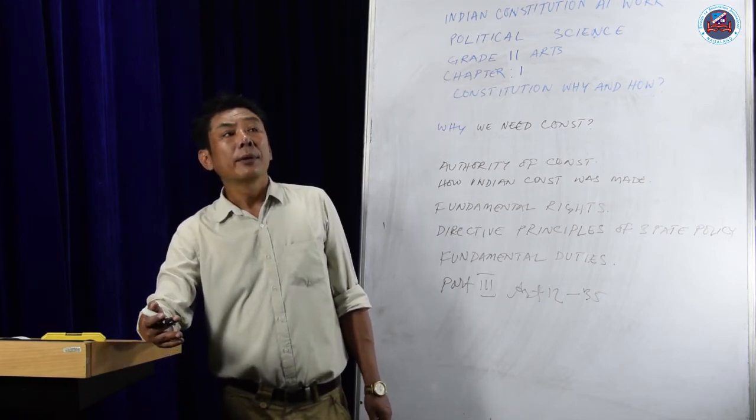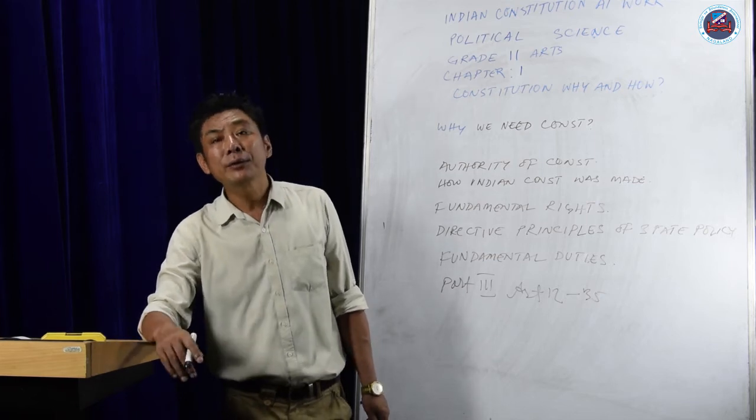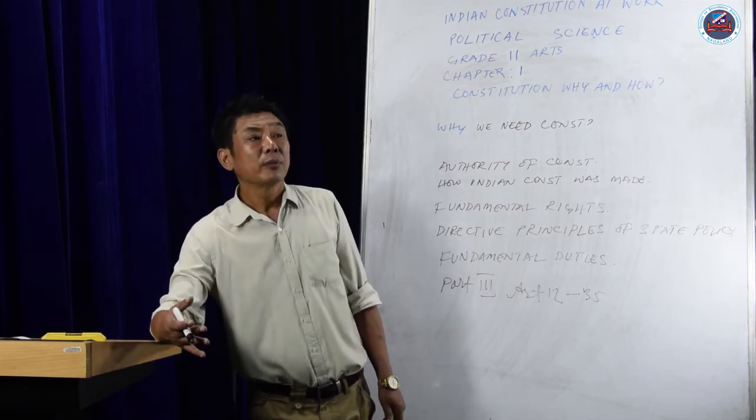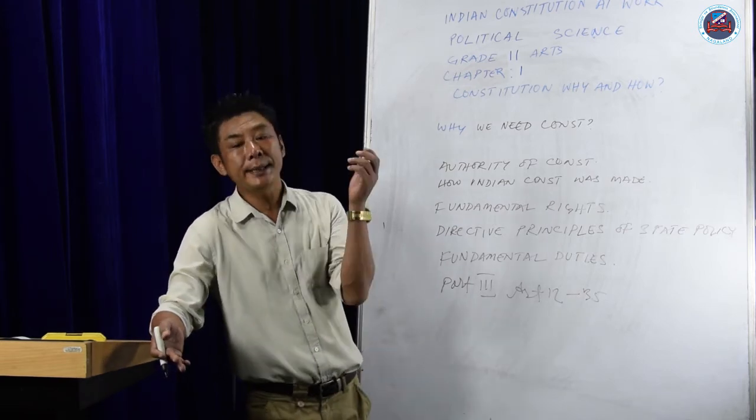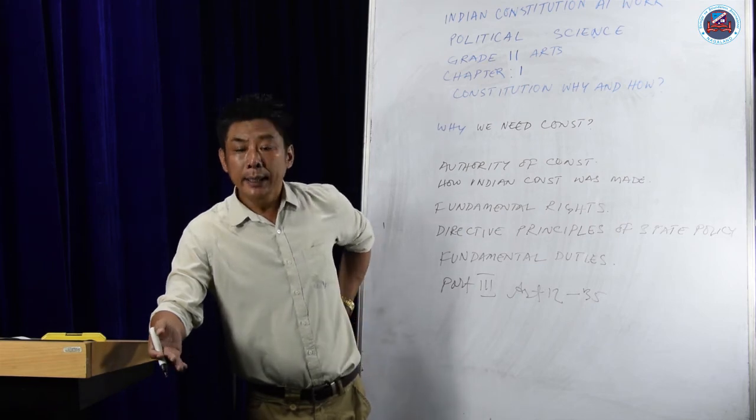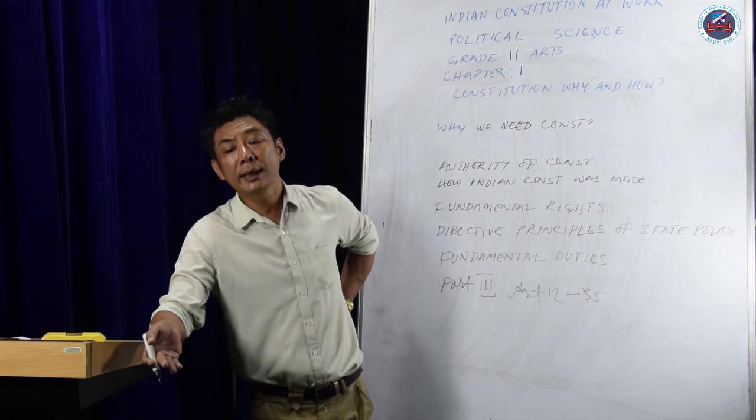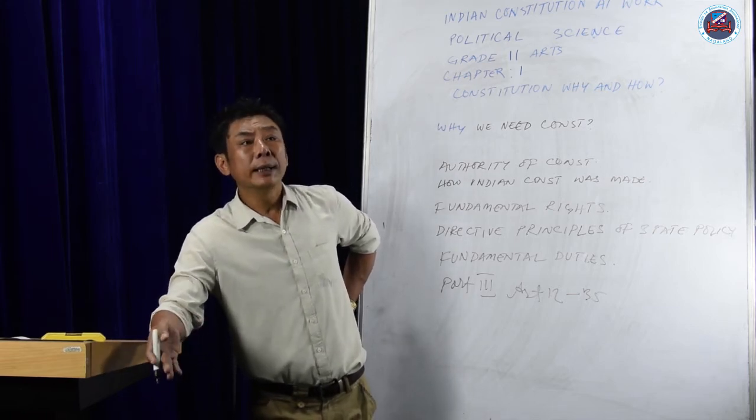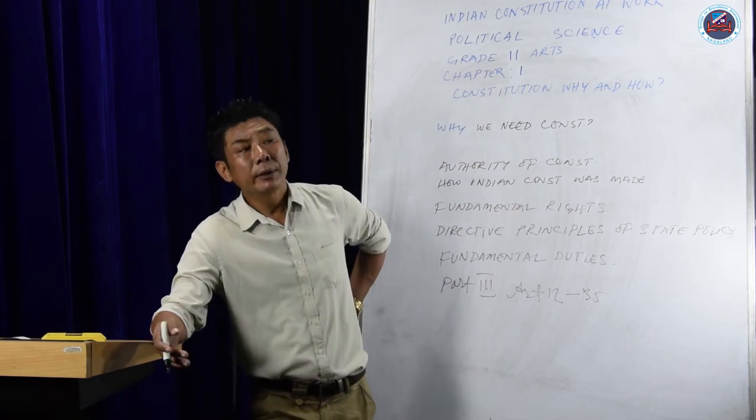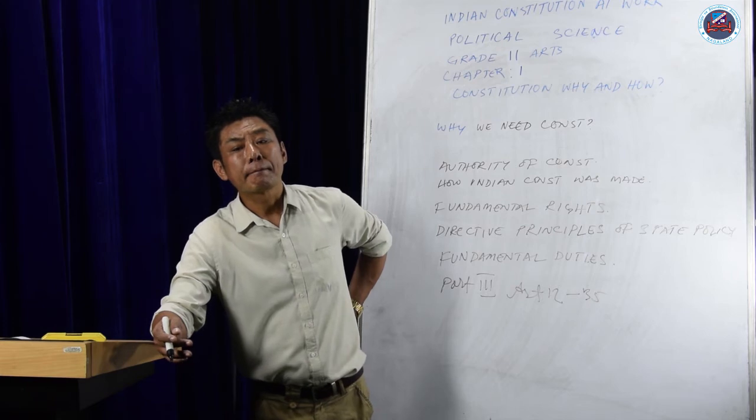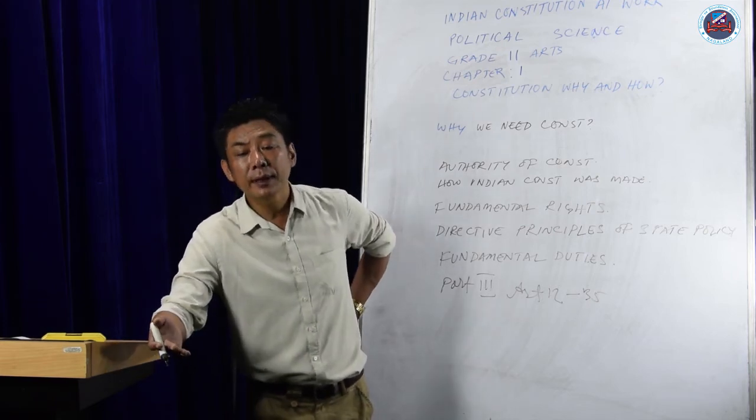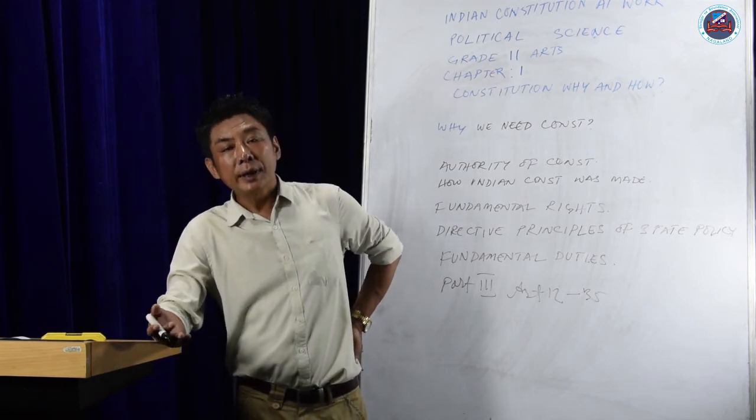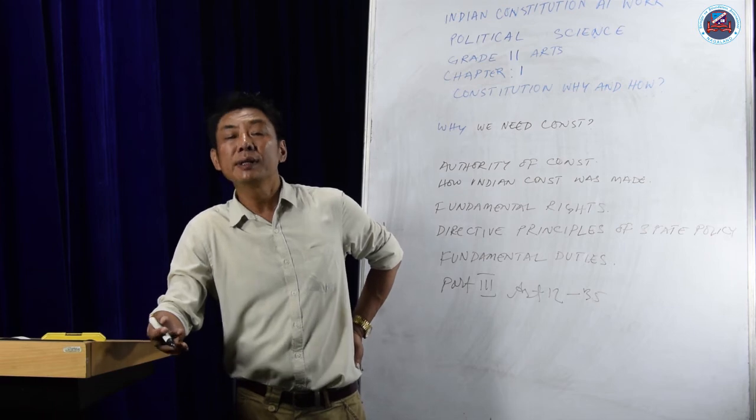Then the second fundamental right is the right to freedom, which covers Article 19 to 22. Under the right to freedom, there are 5 freedoms given under Article 19. Then the third fundamental right is the right against exploitation, which covers Article 23 and 24. Then the next fundamental right is the right to freedom of religion, which covers Article 25 to 28. Then we have the next fundamental right, that is cultural and educational rights, which covers Article 29 and 30.